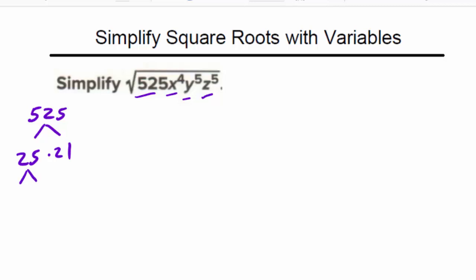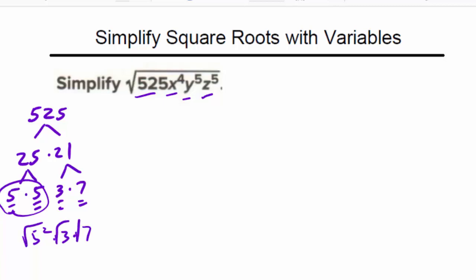The 25 is not a prime number, so I've got to keep dividing that out to 5 times 5. Those are primes. And then 21 is 3 times 7, and those are both prime numbers. So this can be written as 5 squared times 3 times 7. Remember, all of these are under radicals.